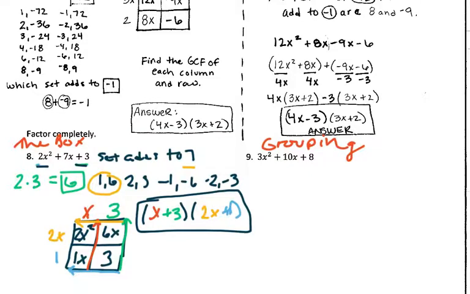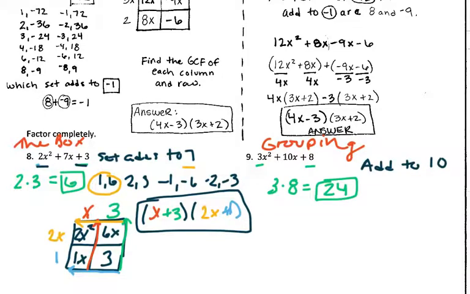Alright, the next process that we are going to try is our grouping, but again it's the same process to begin with, so we're still going to take this leading coefficient and this constant and multiply them. So 3 times 8 is what we're looking for, but then technically the factors that make 24. And again we want the ones that add to 10.